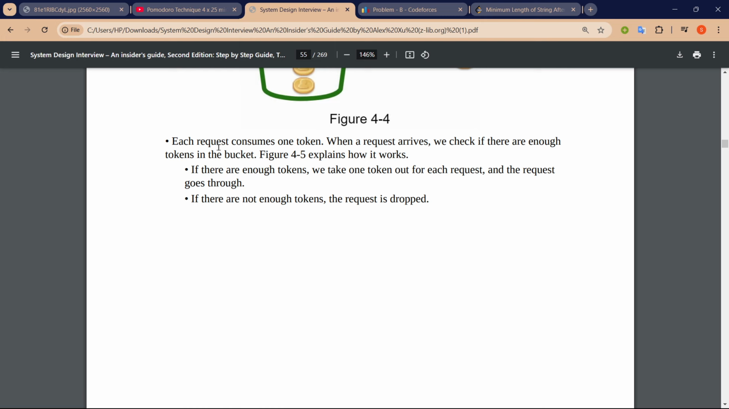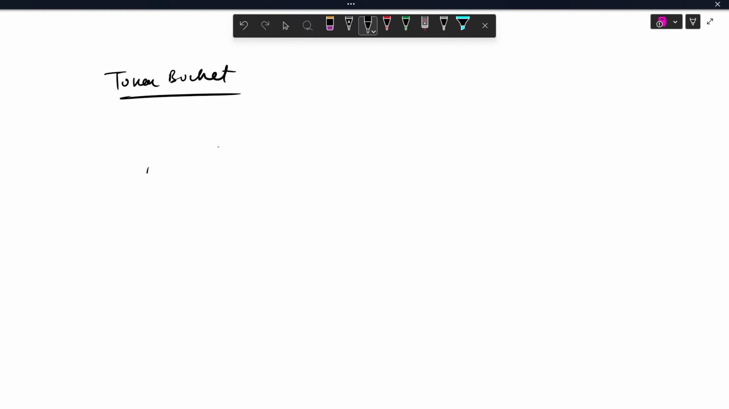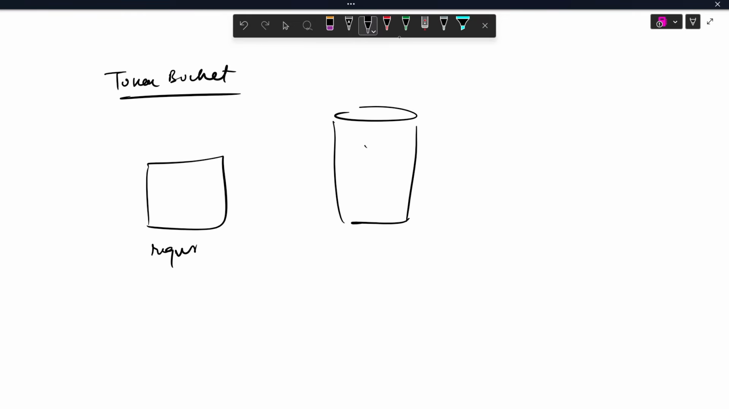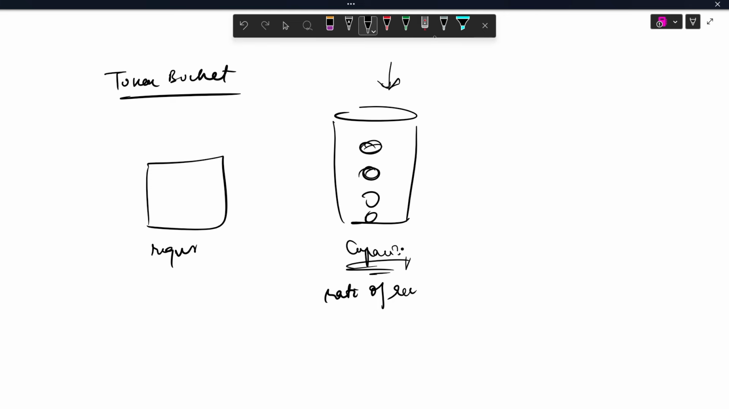When a request arrives, we check if there are enough tokens in the bucket. If there are enough tokens, we take 1 token out for each request and the request goes through. If there are not enough tokens, the request is dropped. So basically we have some requests coming in, and we have a token bucket with a certain capacity of tokens. We also have a rate of recharge where we add tokens at certain time intervals. Right now there are 4 tokens here and no request is coming in.